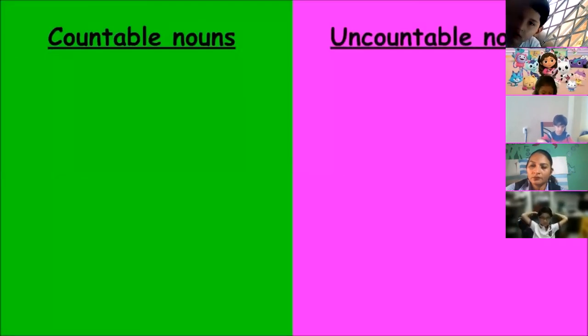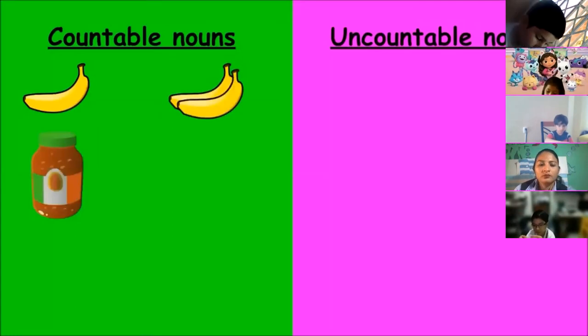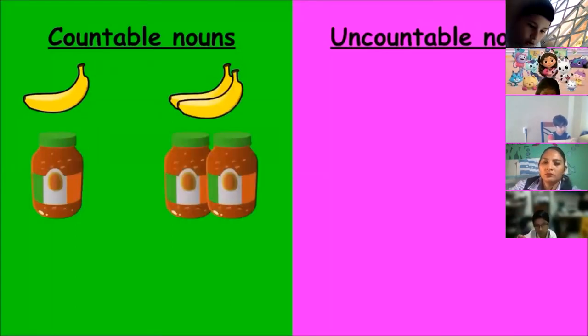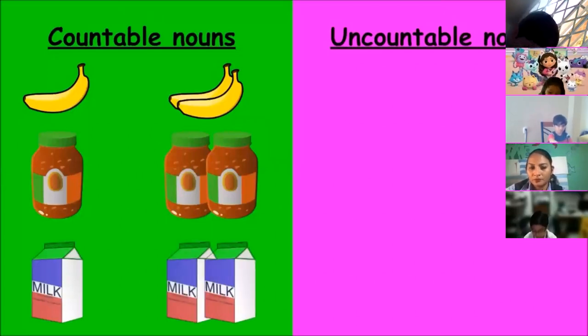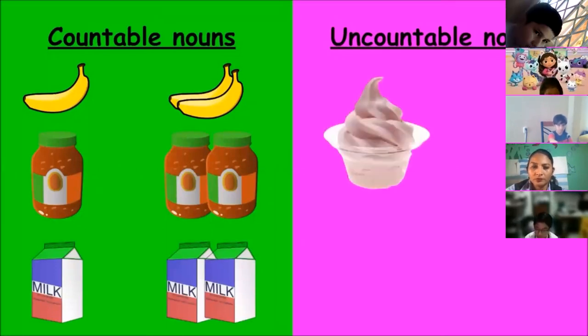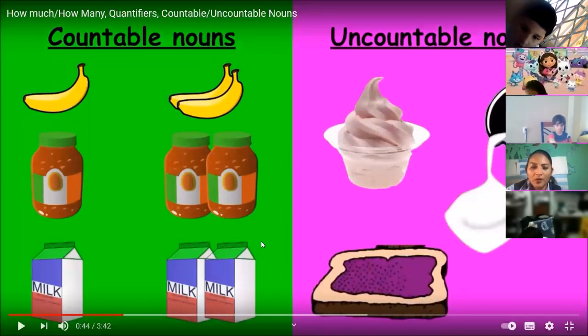A countable noun is something that you can count, like this. 1 banana, 2 bananas, 1 jar, 2 jars, 1 carton, 2 cartons. Uncountable nouns are things that we can't count, like frozen yogurt, milk, bread, or jam. Remember that first of all, to know the quantity words, we have to keep in our mind which are the countable nouns and which are the uncountable nouns.